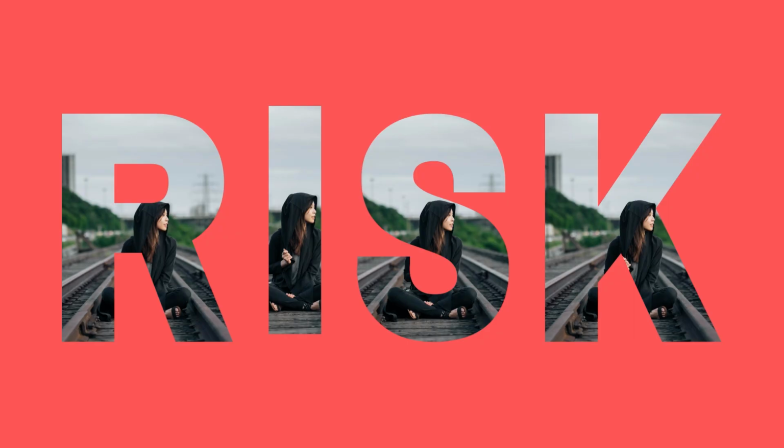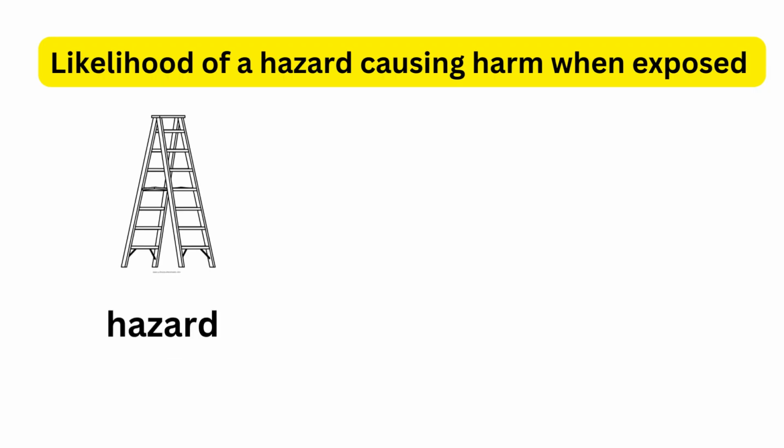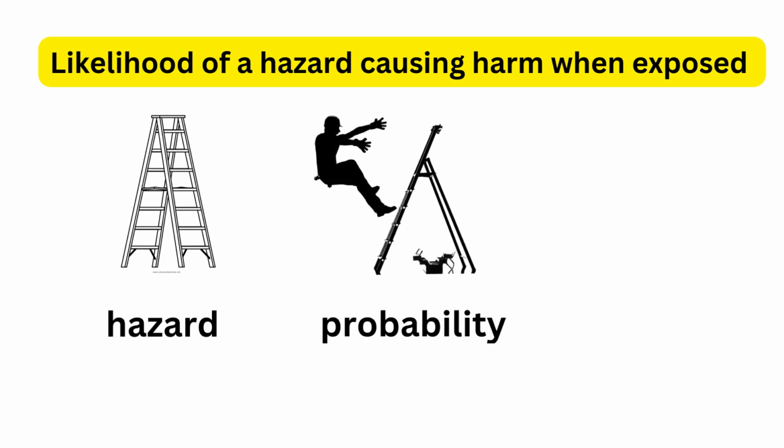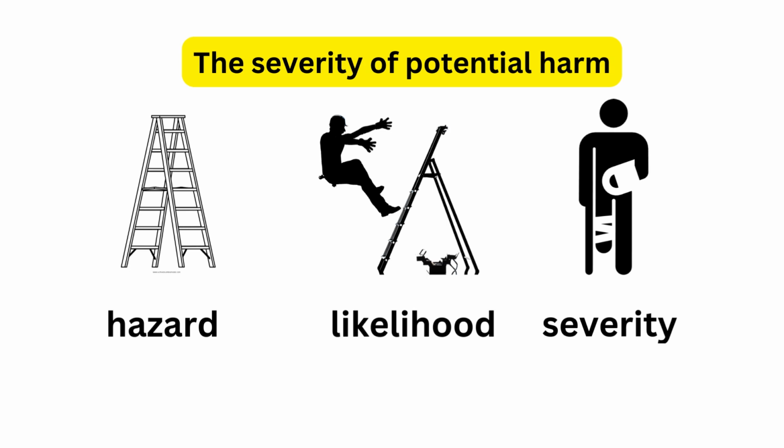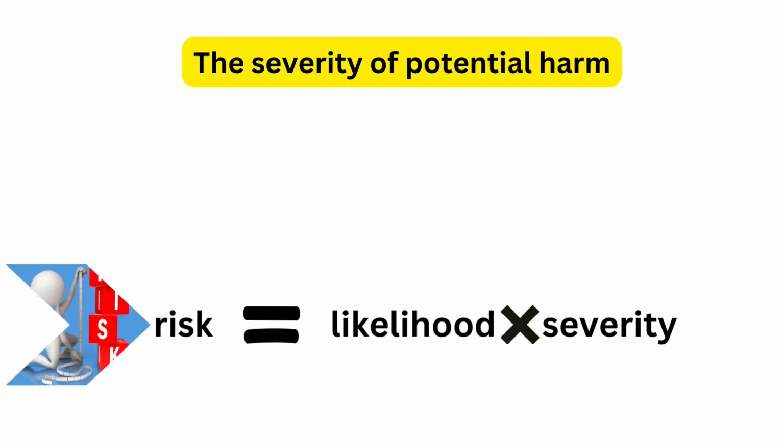Risk is the likelihood of a hazard causing harm when exposed to it. In other words, it's the probability of something going wrong when you encounter a hazard. Understanding and assessing risk involves considering factors such as the frequency of exposure, the severity of potential harm, and the effectiveness of existing controls. This knowledge is crucial for making informed decisions about safety measures.